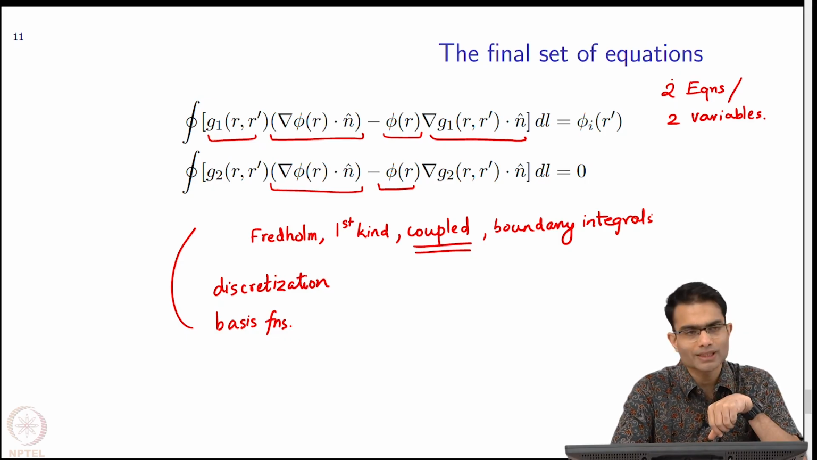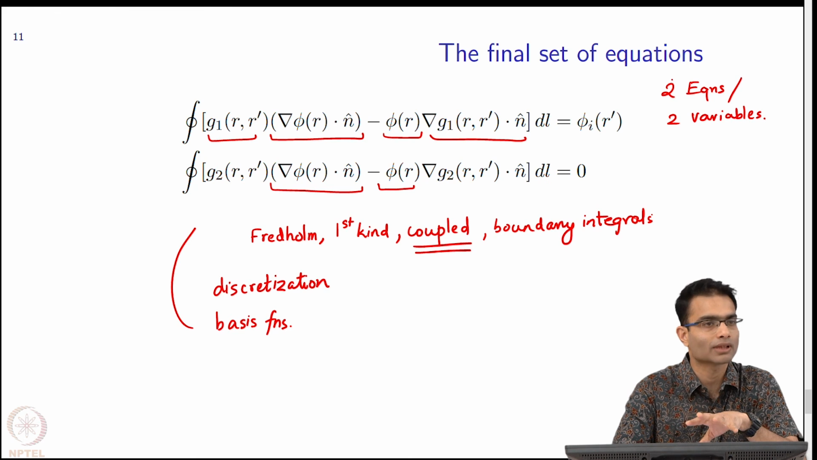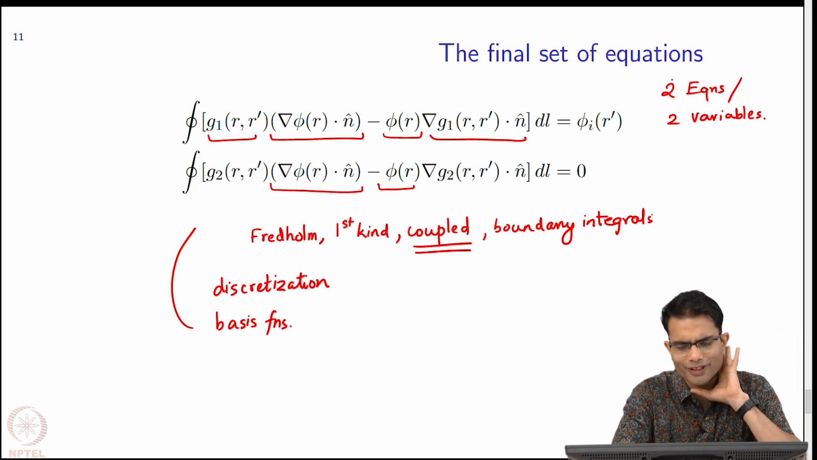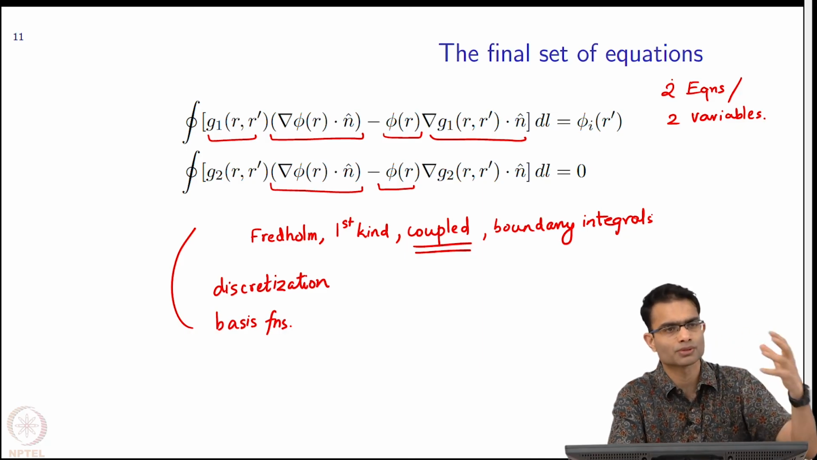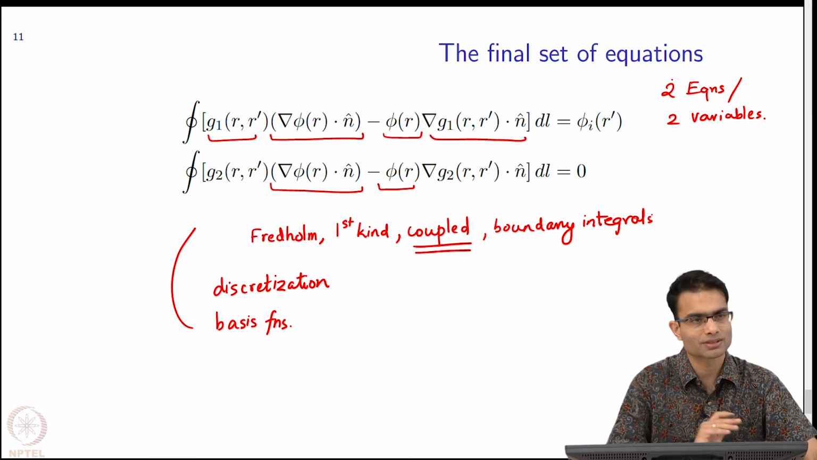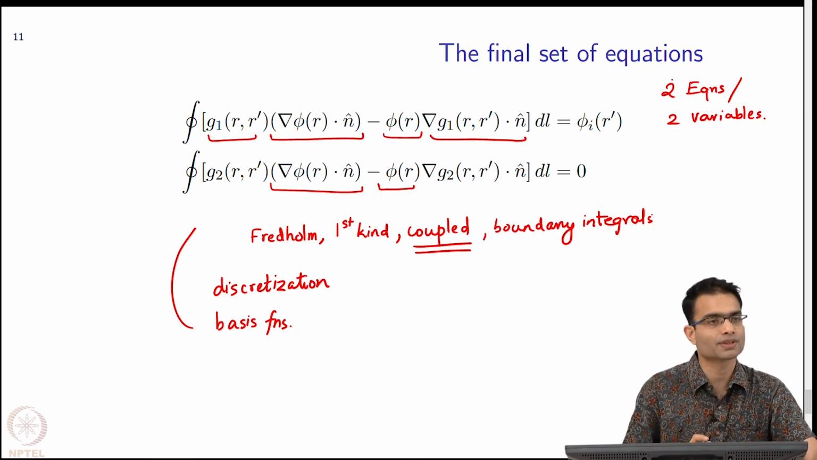We will not need to decouple them. We can solve them as is. We will form a linear system of equations from here and solve it as Ax equals b. That's how we'll solve it. There's nothing very fancy involved in solving these equations. You don't have to do some change of variables to some other domain where they become decoupled. All that is not needed. Just discretizing, choosing basis functions.